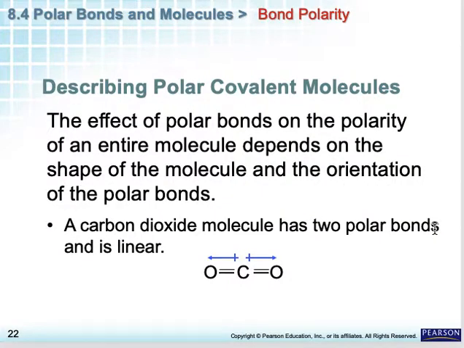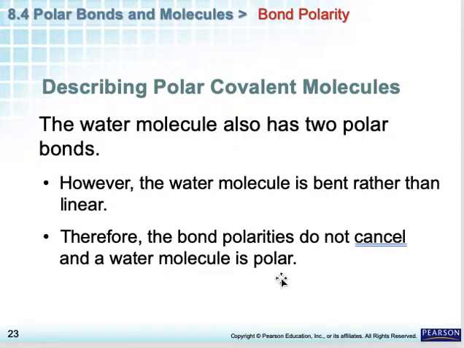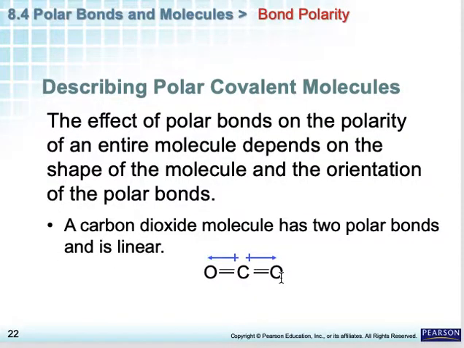The effect of polar bonds on polarity of the entire molecule depends on the shape as well. That's why we did that lab where we were doing molecular shape. And so here we have CO2. There's a dipole between carbon and oxygen, but those two dipoles, or those two arrows, will cancel each other out. And so it will actually have no net dipole because they cancel each other out.